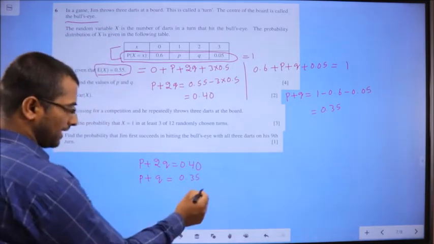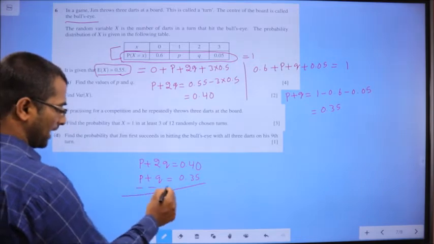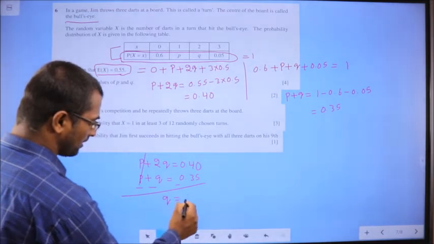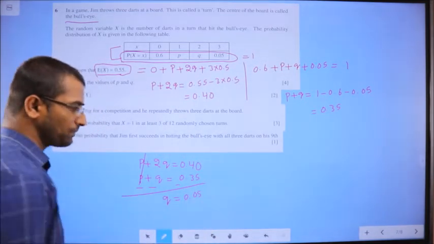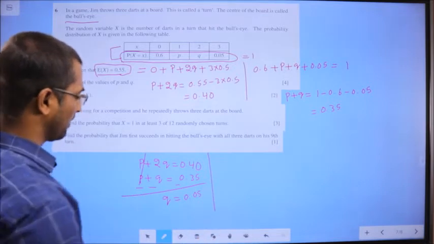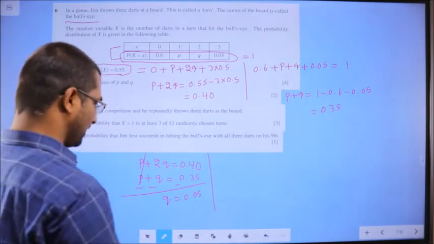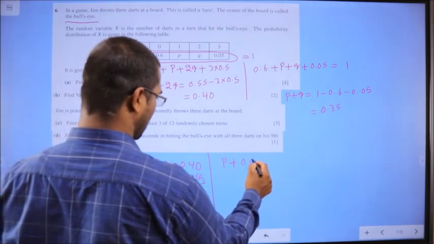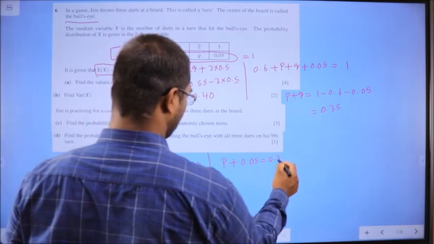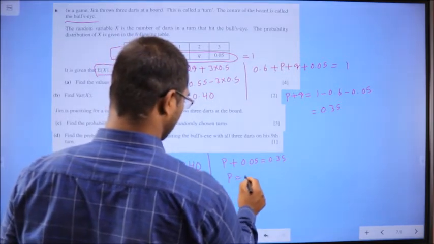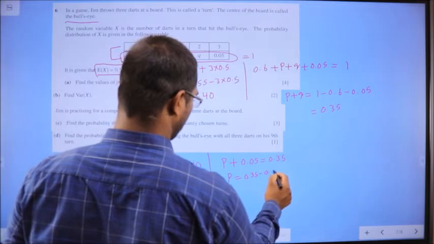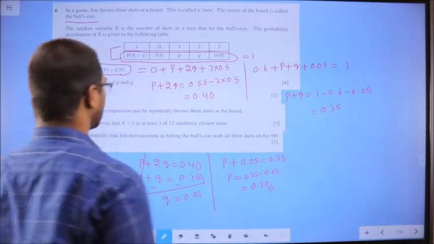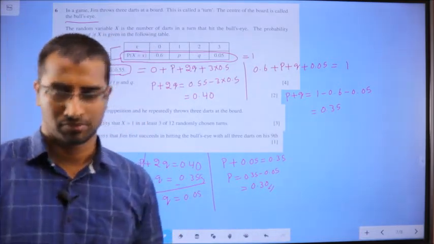Okay, now do simultaneous. I am subtracting such that P is gone: 2Q minus Q is equal to 0.05. Now substitute Q in any equation. If I am substituting Q here, P plus 0.05 is equal to 0.35. So P is equal to 0.35 minus 0.05, which is 0.30. So we found the values of P and Q.